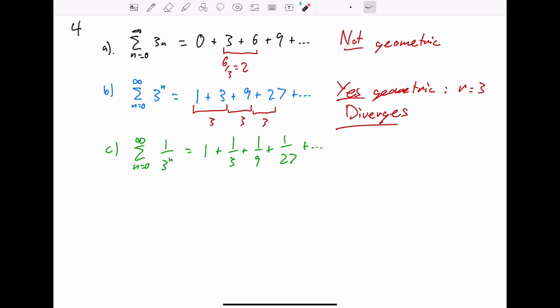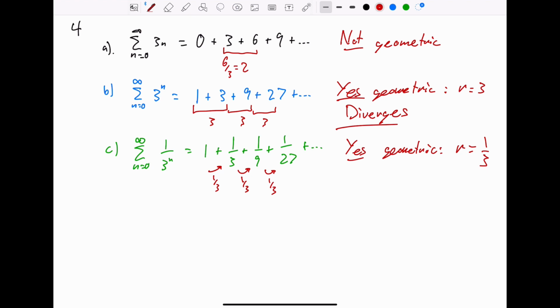Is it geometric? Well, again, I look at the ratio between the consecutive terms. To go from 1 to 1/3, I multiply by 1/3. And do I have that same ratio between these next two terms? If I multiply 1/3 times 1/3 again, do I get 1/9? Oh, yes, I do. So from 1/3 to 1/9, I have the same ratio, the same between 1/9 and 1/27. So I have a common ratio here of 1/3. So yes, this is geometric. The common ratio is 1/3.